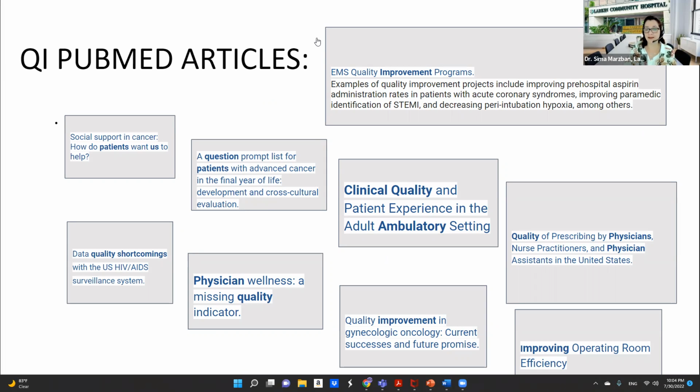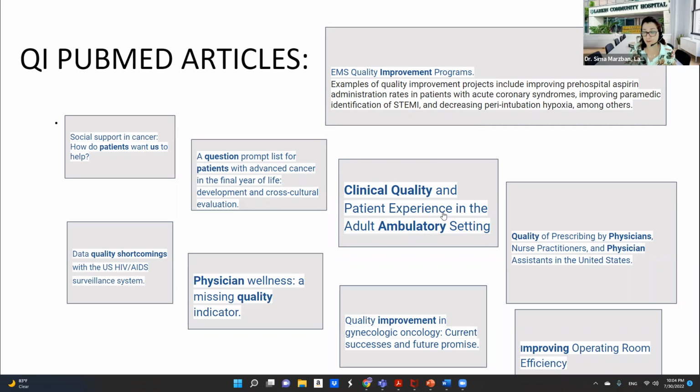Just review these published articles. Many of them are quality improvement PubMed articles. Quality improvement efforts are publishable in reputable and well-known databases like PubMed as research scholarly production. So quality improvement is not just finding a solution and doing something. You can report your quality improvement efforts and publish them somewhere.